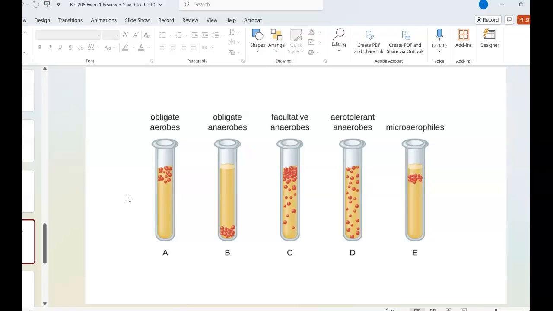If we saw growth at the top, that would be an obligate aerobe. It has to have oxygen. If we saw growth at the bottom, that would be an obligate anaerobe. Some that are very flexible, very facultative, we would see growth throughout the entire tube.